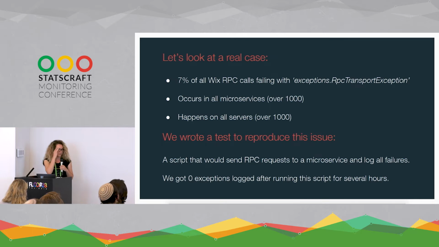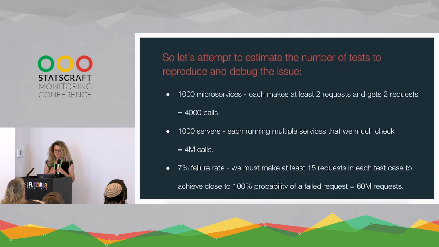The first thing we tried to do was write a test to reproduce the issue, just a small script which sends RPC requests to microservices and logs all the failures. Pretty straightforward. We ran it for a few hours and got nothing. 0 exceptions, nothing. Meaning that in order to reproduce the issue and start debugging, we need to check all the possible cases of all the possible calls, and then probably some of them will fail.